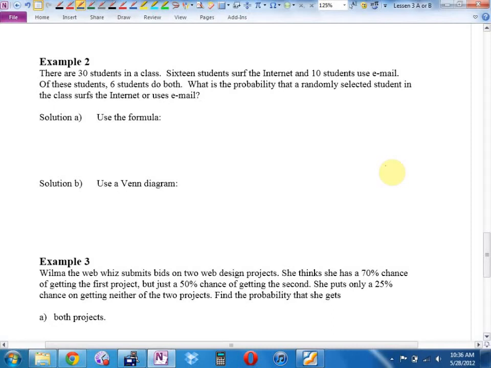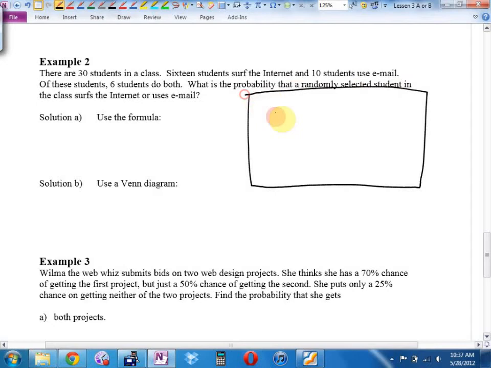How would I know to use a Venn diagram for this one? How many categories are there? 2, internet or email? That's a good hint that this is a Venn diagram question. So although solution A says use the formula, I'm going to say, nuh-uh. I'm going to draw a little rectangle here and 2 big ovals with some overlap, like that. And I'm going to call this internet and this email. I'll call them I and E.